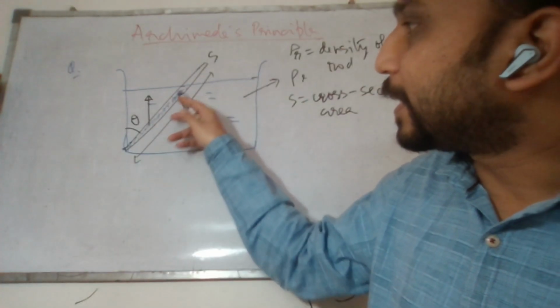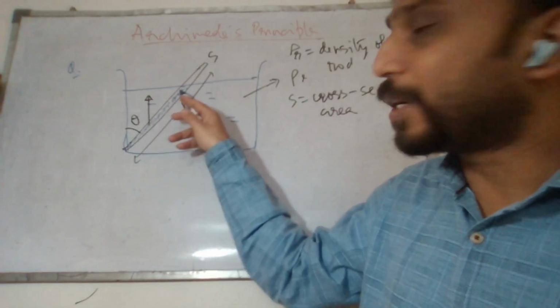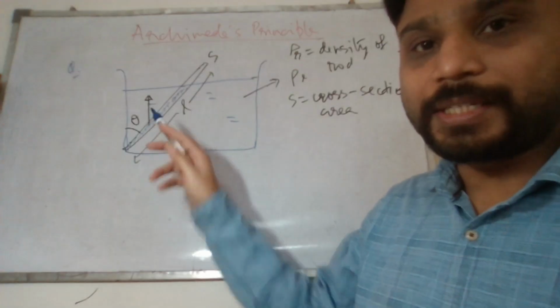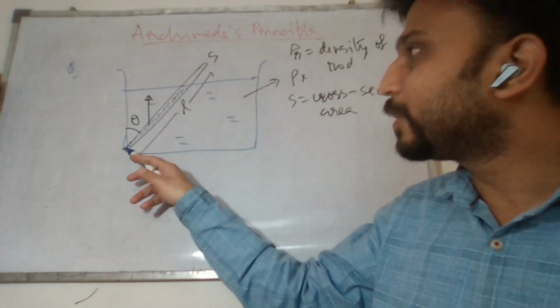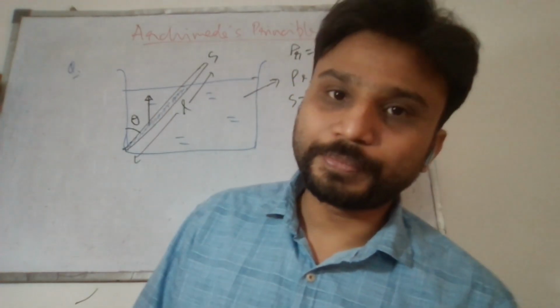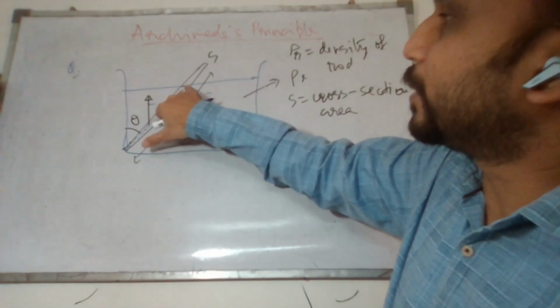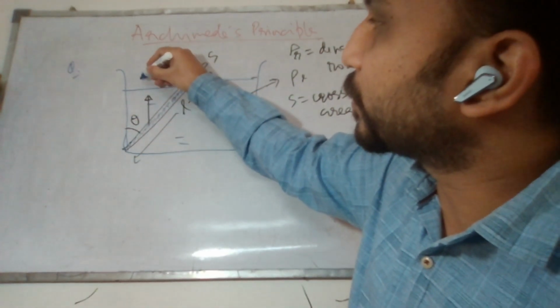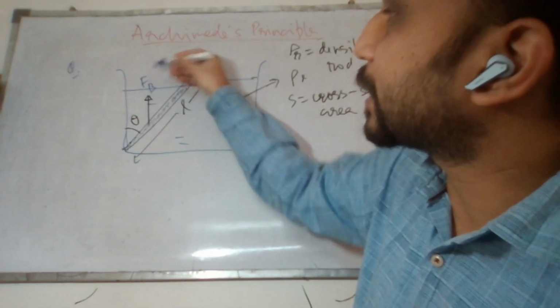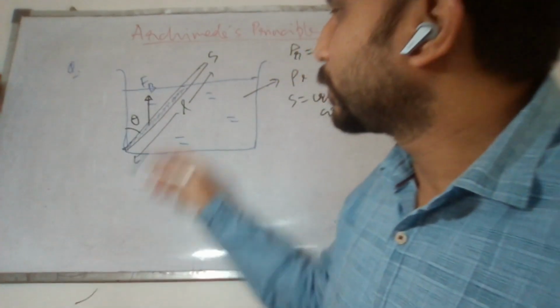That is the center of the part of the rod which is immersed inside the fluid. So once more I will say, it is at the center of the rod which is immersed inside the fluid. Only that part of the rod is immersed inside the fluid. At its center, the buoyant force will act. So this buoyant force, let's say, is FB. So that's it.